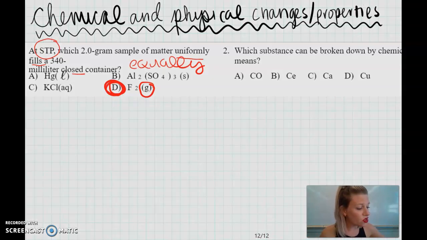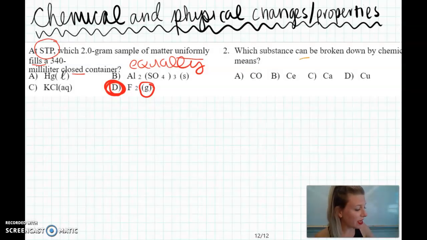All right, question 2 asks, which substance can be broken down by chemical means? So we have to think back to the video from yesterday and ask ourselves, which substances can be separated physically, which can be separated chemically, and which can't be separated at all. So remember, mixtures can be separated physically or chemically, compounds can be separated chemically, and elements cannot be separated at all.